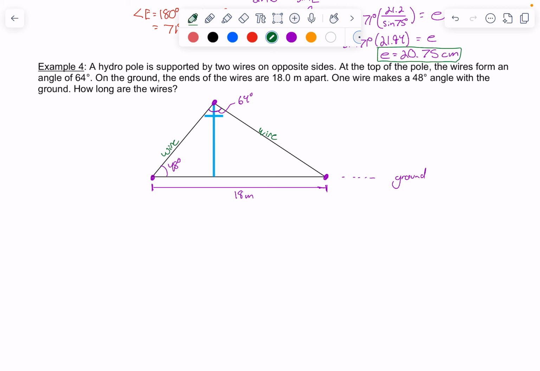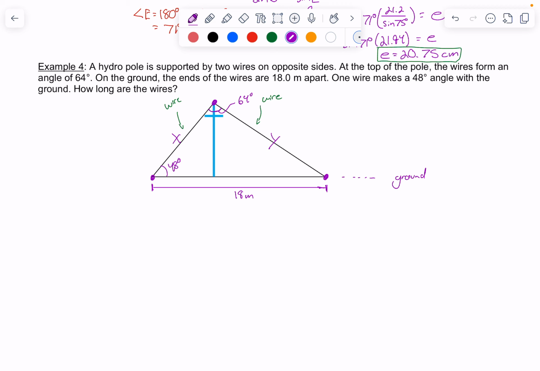What we're looking for is this distance right here and here. Instead of calling it wire, let me give it a variable, so that our notes are complete. Let's give this length of wire the value x, and this length of wire over here the value y. So we're looking for x and y in this problem.